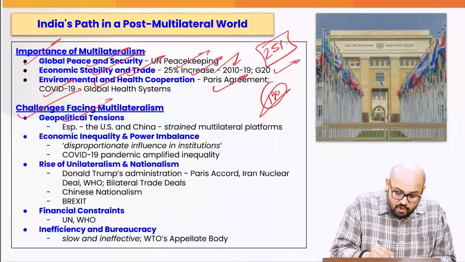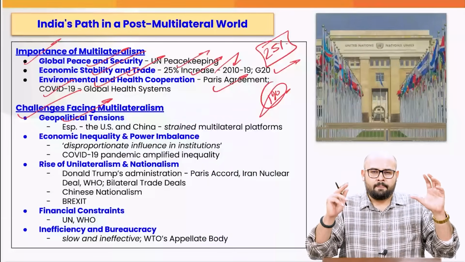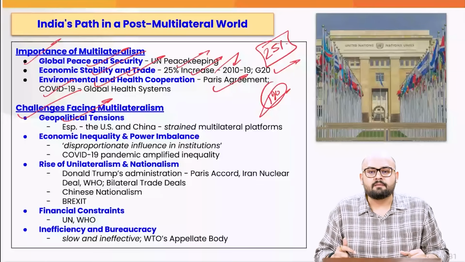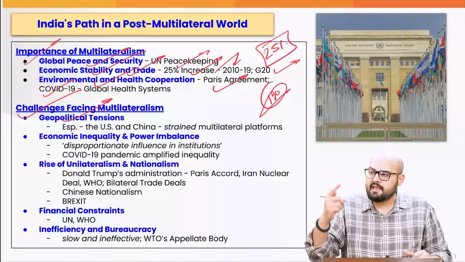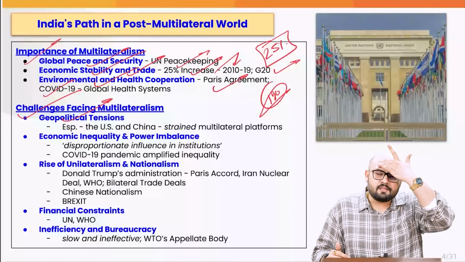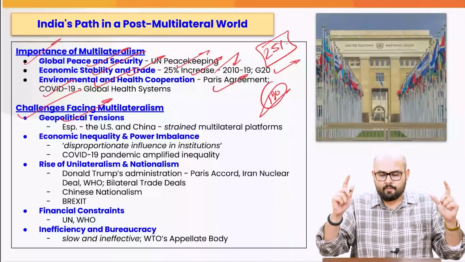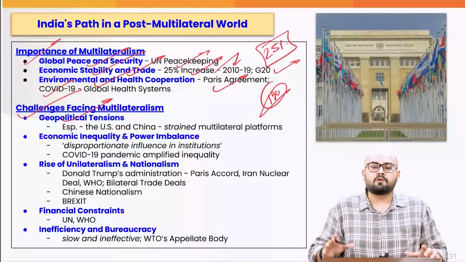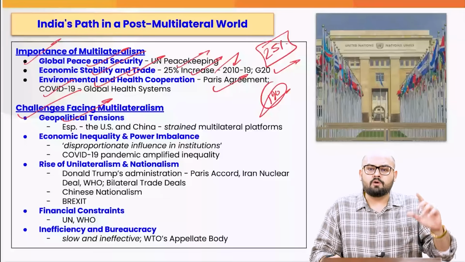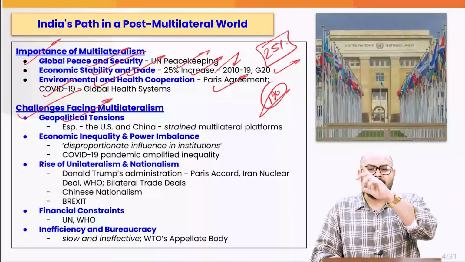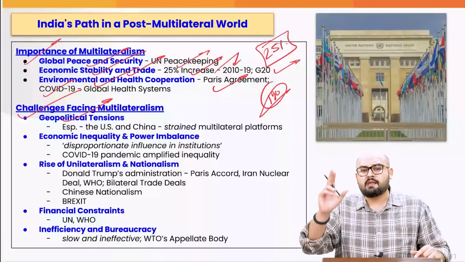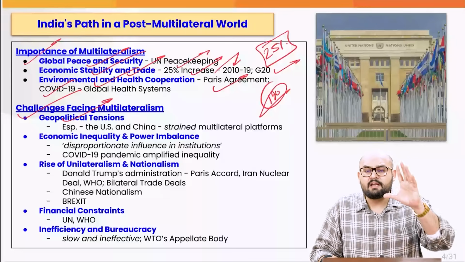The very first is geopolitical tensions. Geopolitical tensions have to be analyzed keeping two countries in mind. We have the US on one hand, and China on the other. And the question is why we are looking at it this way. Because when you talk about ideology, both are ideologically different. The initial Cold War was between the US and the erstwhile USSR. Now we have Cold War 2.0 between the US and China. So it is ideologically driven.